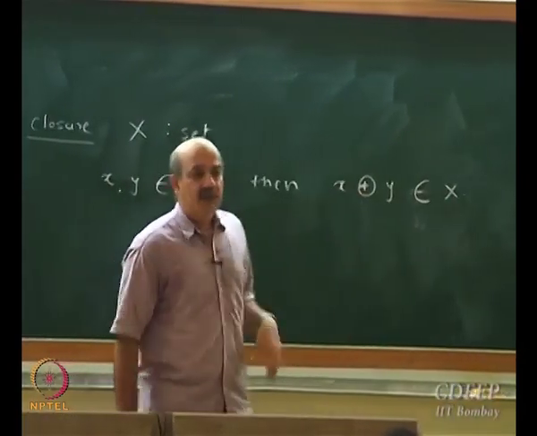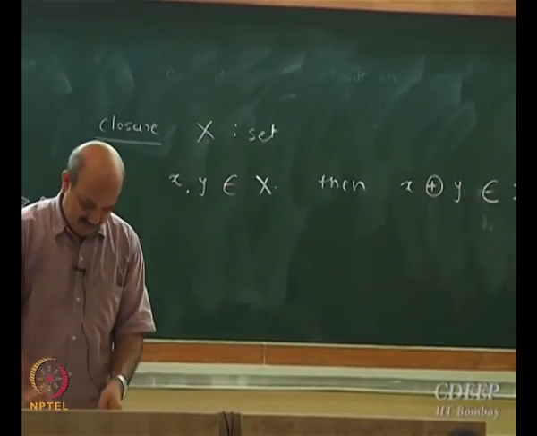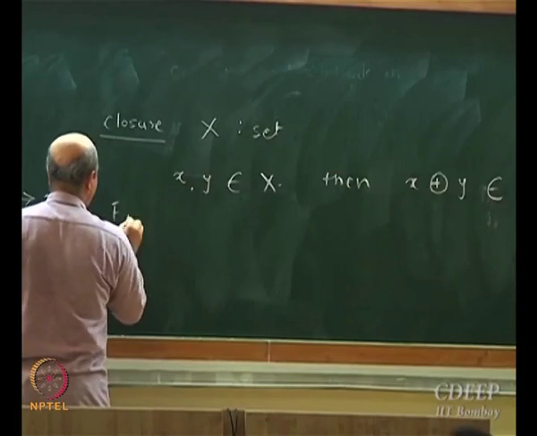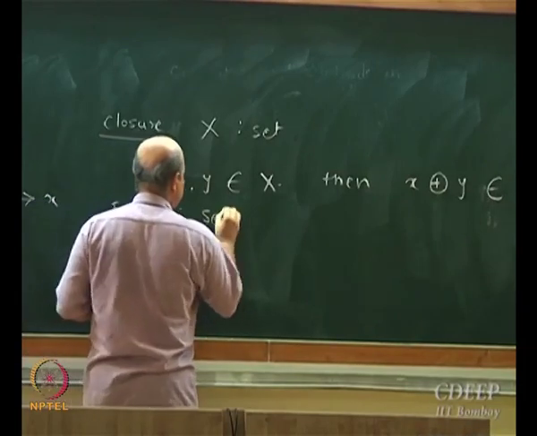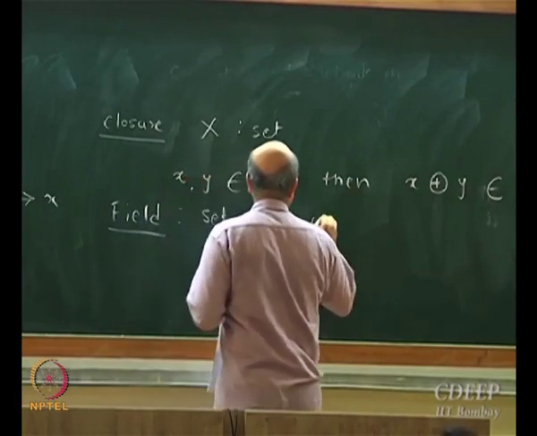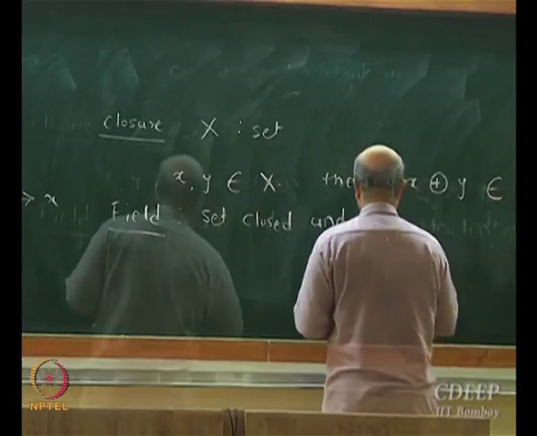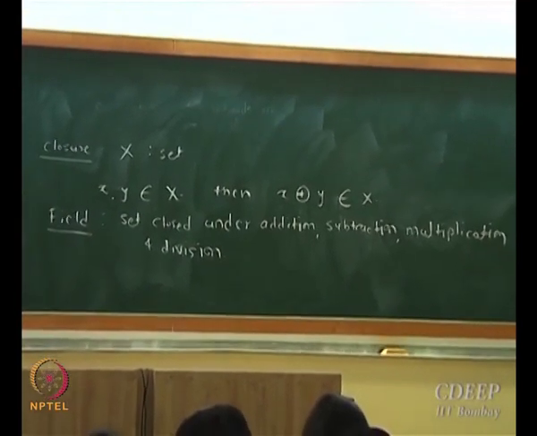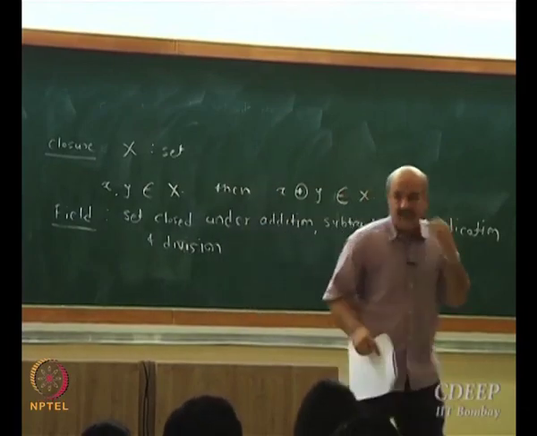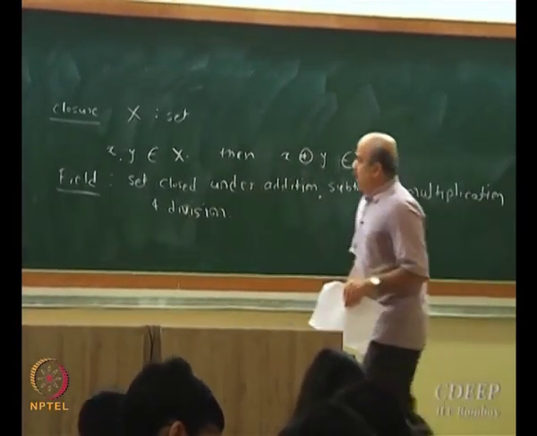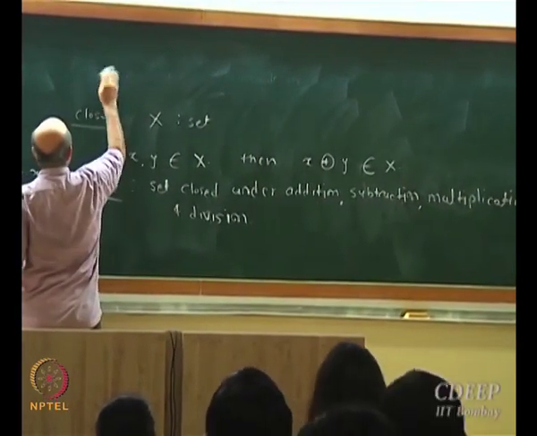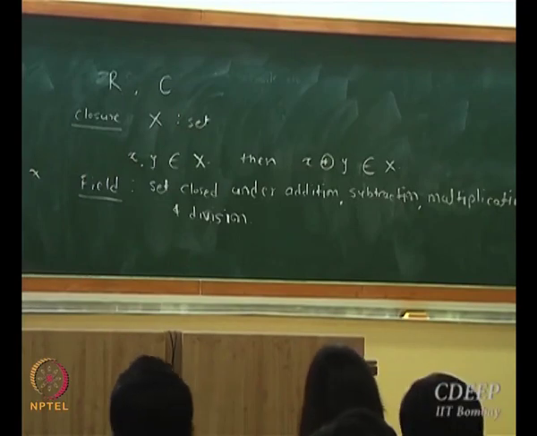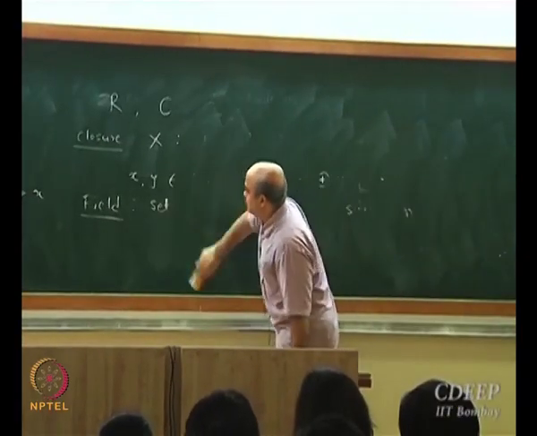The next concept that is important is a field. What is a field? A field is a set of elements closed under addition, subtraction, multiplication and division. So the well-known examples of field are the set of real numbers and the set of complex numbers, and these are the two fields which we are going to use. So we are going to denote these as R. R will denote the set of real numbers and C will denote the set of complex numbers.